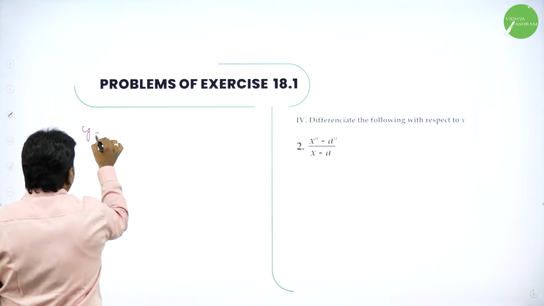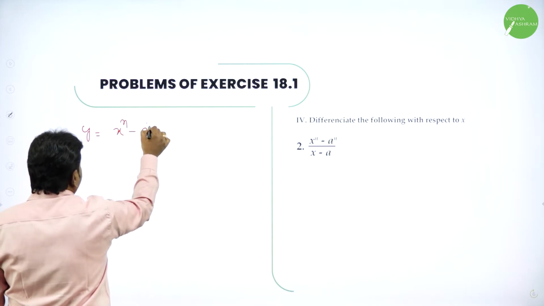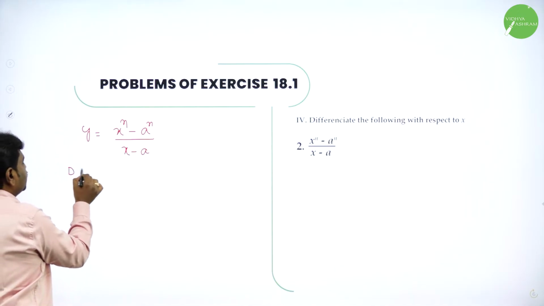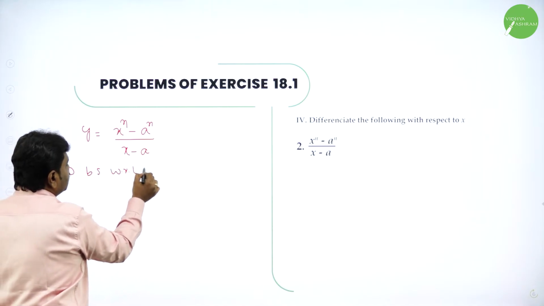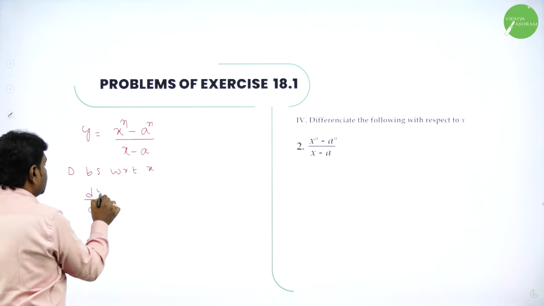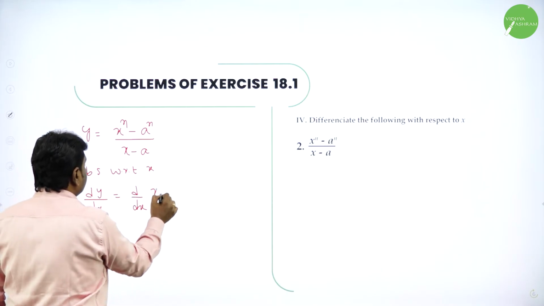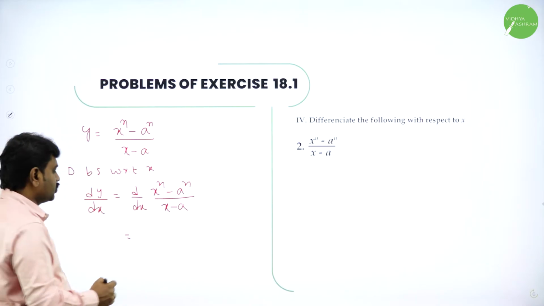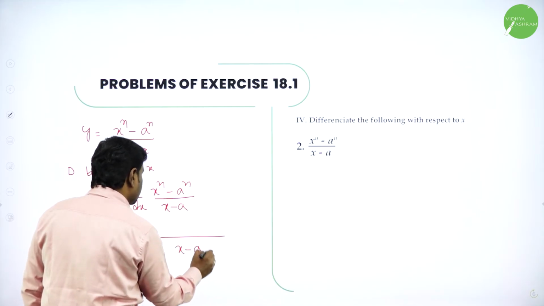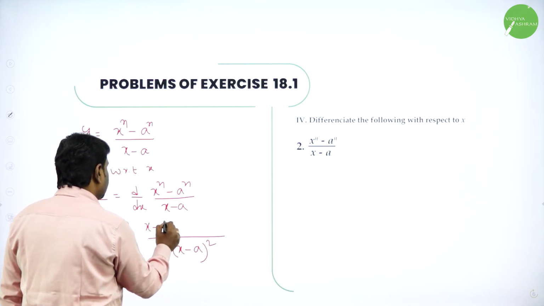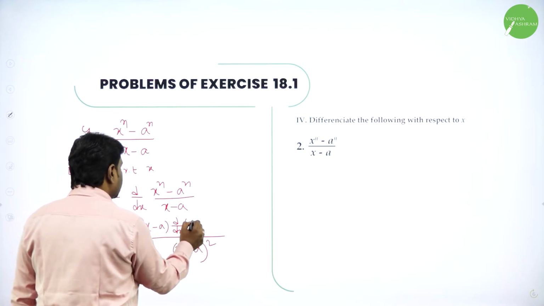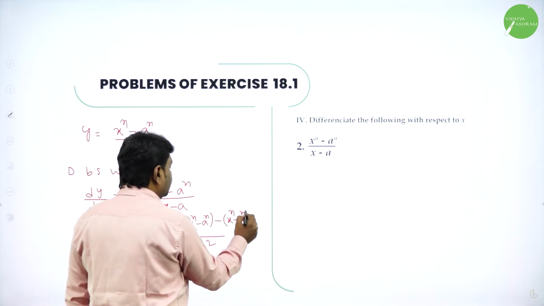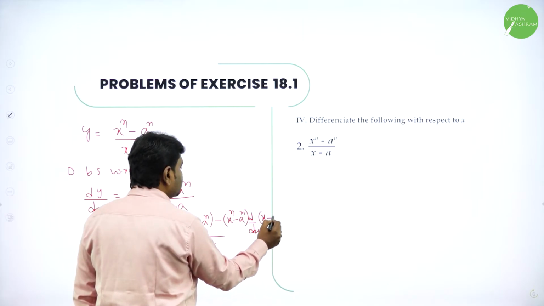So first, let us take this problem. So y is equal to x power n minus a power n divided by x minus a. This is given. So now it is in the form of numerator by denominator. So differentiate both sides with respect to what? X. Then LHS becomes d by dx of y and RHS becomes d by dx of x power n minus a power n divided by x minus a. So it is in the form of numerator by denominator. So answer is what? In the denominator, write denominator the whole square. In the numerator, denominator into derivative of numerator minus numerator into derivative of denominator, d by dx of denominator x minus a.